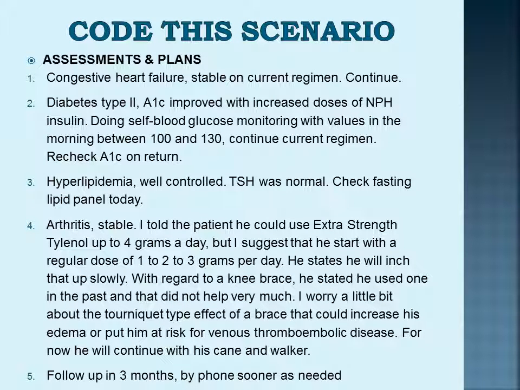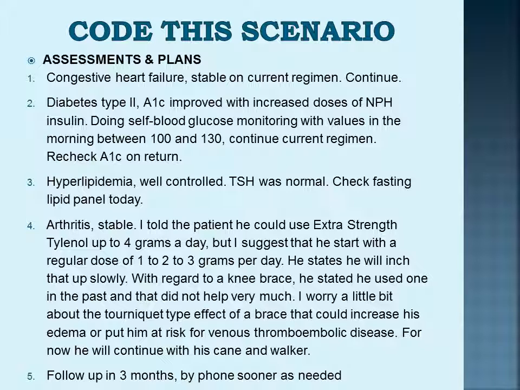So for our assessment and plans, we're going to combine them for the purposes of this exercise, and you can see his CHF is stable. We'll continue the same regimen. His diabetes is improved. Hyperlipidemia is well controlled. And his arthritis is stable. He's going to follow up in 3 months. We told him not to worry too much about the brace. For now, he's going to continue with his cane and walker.